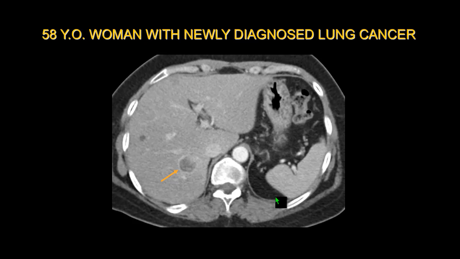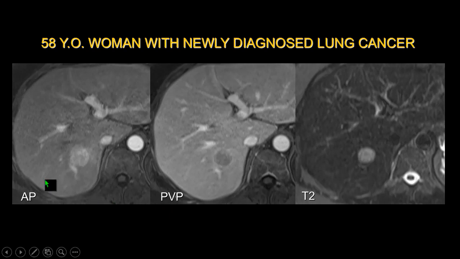Now, this was a difficult lesion. This was a 58-year-old woman with newly diagnosed lung cancer, and this lesion was very concerning for metastasis. It shows some peripheral rim enhancement, a little bit of central enhancement. And so we did an MR to further characterize this lesion. And here we have arterial phase, portal venous phase, and T2 weighted imaging showing some arterial phase hyperenhancement, washout during the portal venous phase, and T2 hyperintensity. So still nonspecific. We still can't be sure whether we're dealing with a metastasis or something else.